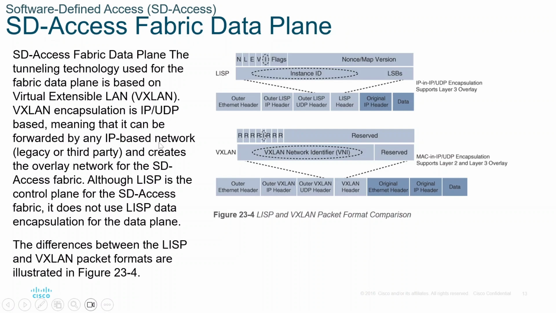VXLAN identifier, forward any IP based. So LISP, this all outer Ethernet header, it is all to cover. This is what a VPN looks like.